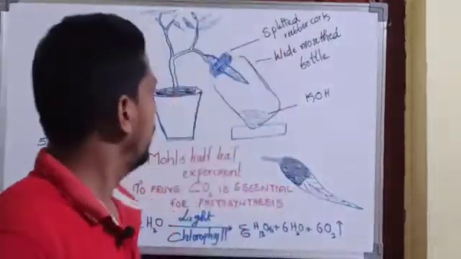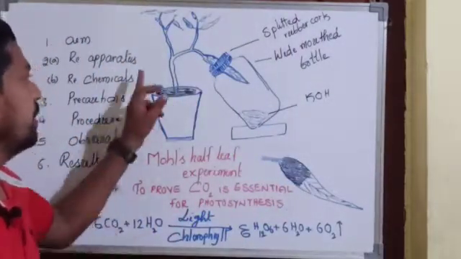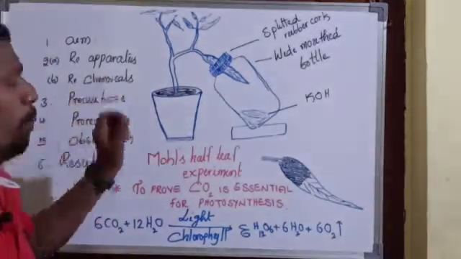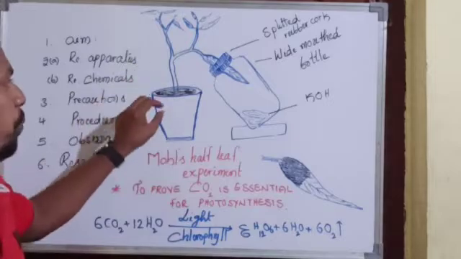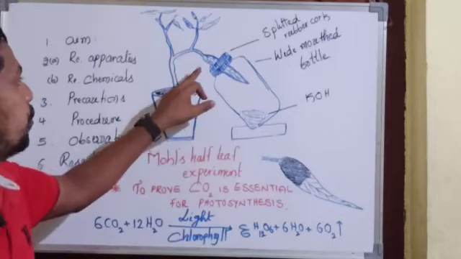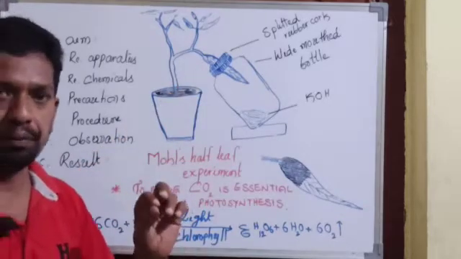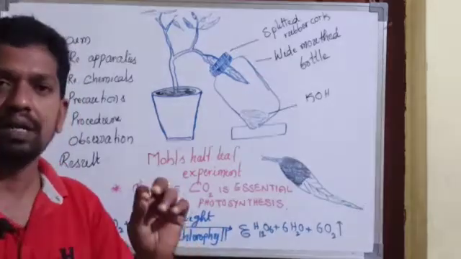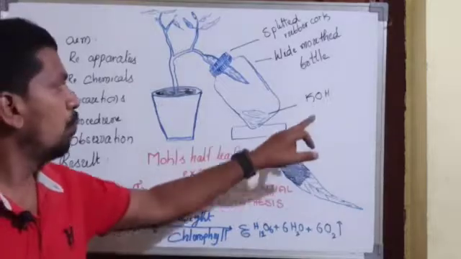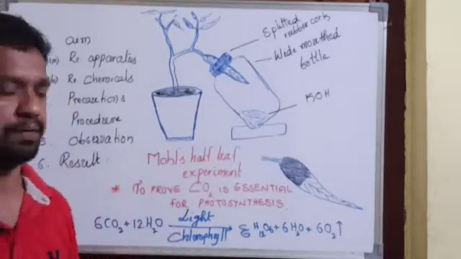Now, the aim: to prove that carbon dioxide is essential for photosynthesis. Required apparatus are a healthy potted plant, wide-mouthed bottle, split rubber cork, petri dish, test tube, beaker, dropper, etc. Required chemicals are potassium hydroxide solution as well as tincture iodine.